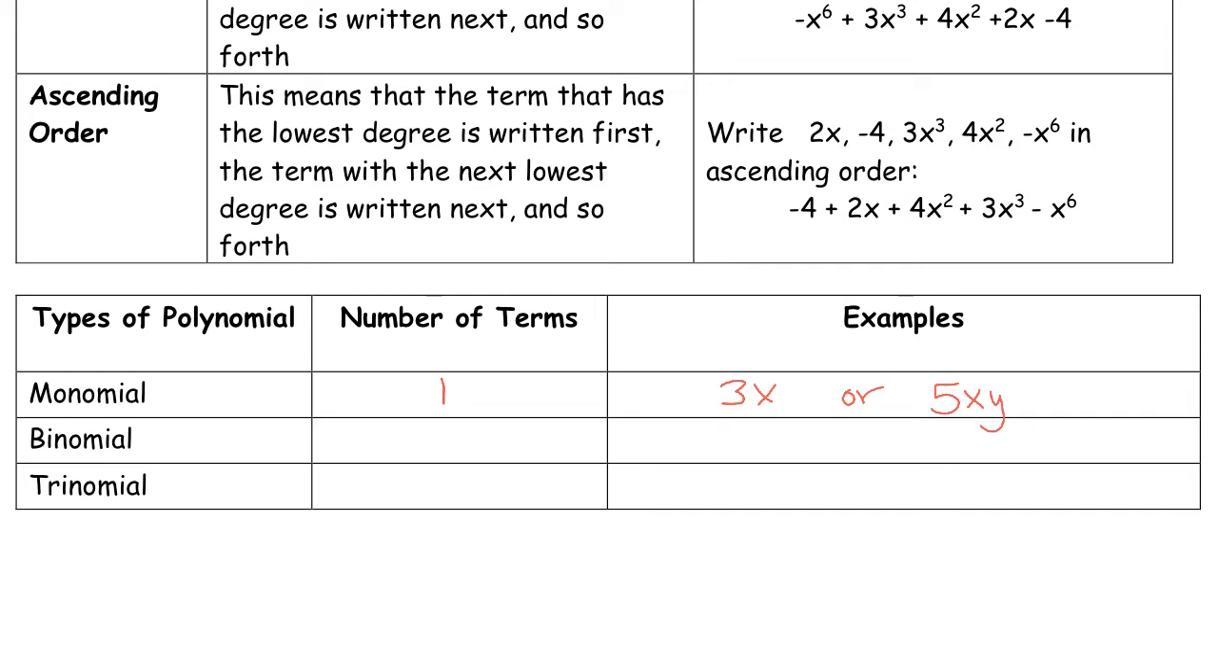Okay, so a binomial has two terms. How do we know that something has two terms? Well, there is usually a plus or a minus in between them. An example of a binomial would be 3x plus 5. You can see that we have the one term here and our second term here. A trinomial has three terms. For example, x squared plus 3x plus 5. You can see that I have two plus signs separating those terms, and I have three terms in total.